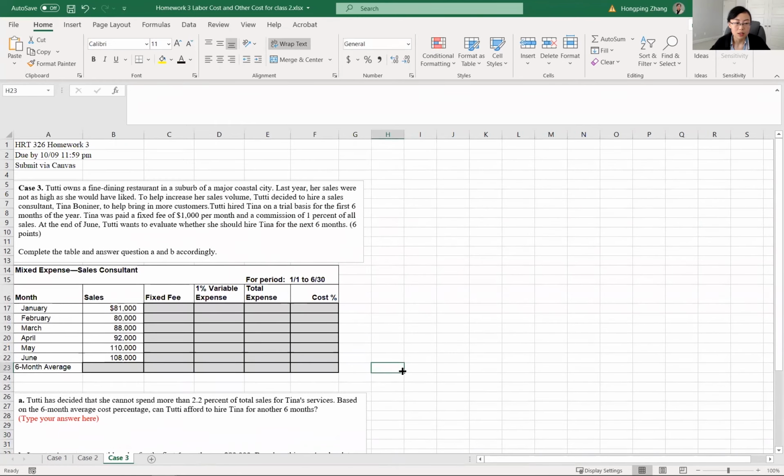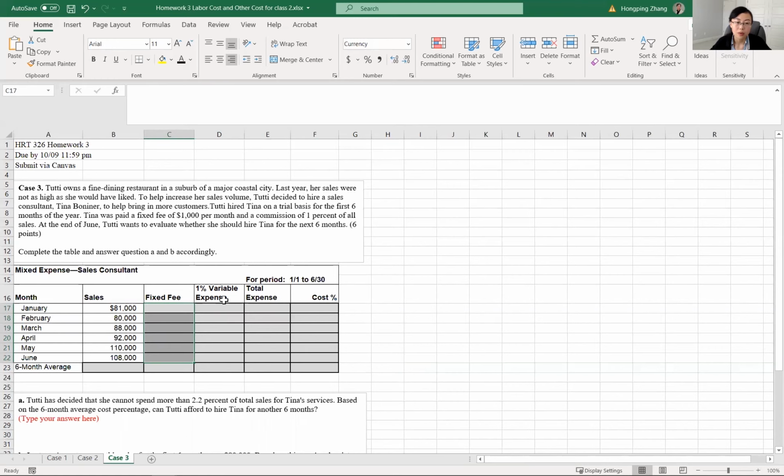The last one is the one that is about our other expenses. So this is the one that asks us to practice where part of the cost is a fixed cost, part of our cost is a variable cost. This is basically like consultant fees. So we're talking about this restaurant hiring Tina, who is a consultant, who charges a fixed fee of 1,000 per month. So each month it's a 1,000 fixed fee here, that's the same.